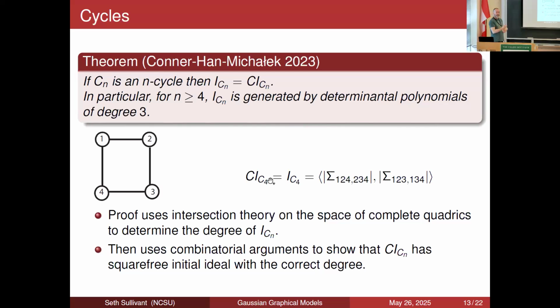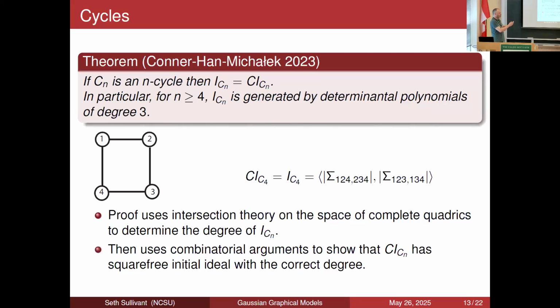And the proof of this is actually pretty hard. It uses intersection theory on the space of complete quadrics. They wrote a whole paper, I think, with different co-authors just to determine the degree of this ideal. And then the second paper computes a Grobner basis of the conditional independence ideal, and sees that that ideal is radical and that it has the right degree. And then you deduce that the two things are equal because of that. So it's a pretty difficult proof.